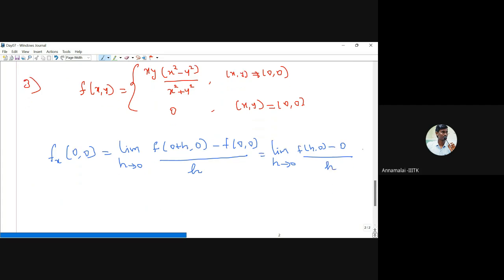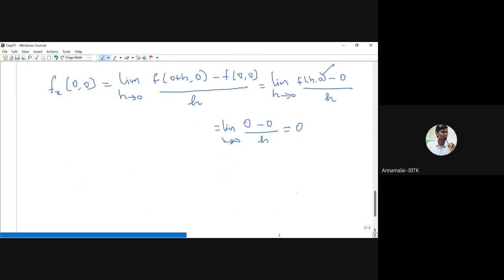Now, since h is a non-zero number, what is f(h, 0)? You have to take the first definition. So this is equal to the product, and anyway here y is 0, so automatically it is 0. So 0 minus 0 by h, and then you can take the limit. Because y is 0, and y is in the multiplication in the function, 0 into anything is 0. Therefore, we get the derivative of the function with respect to x at the point (0, 0) is 0.